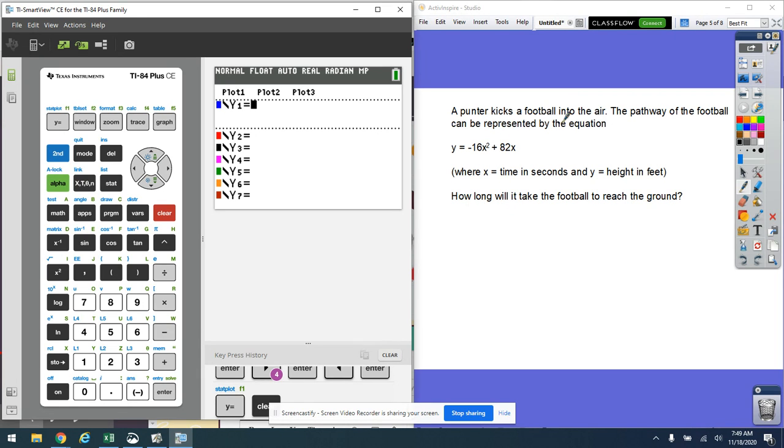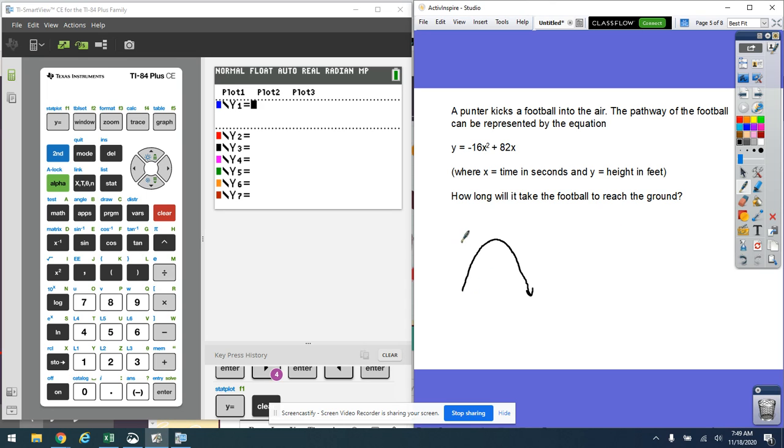So a punter kicks a football in the air. Again, they kick the football, it goes up in the air. The path of the football can be represented, and it comes back down. What goes up must come back down. So they kick the football, it goes up, and it comes down in this nice little parabola-shaped arc here. And this is our equation. So they want to know how long will it take the football to reach the ground.